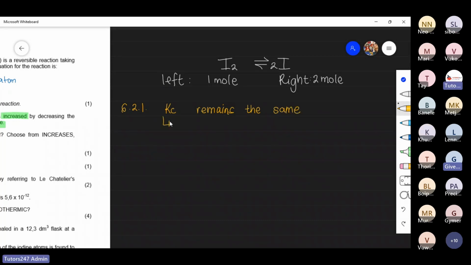Reason being is that temperature is constant. And how does temperature affect our Kc? Kc changes as temperature changes. So if temperature does not change, that means Kc remained the same.